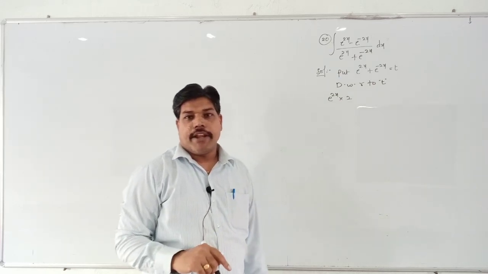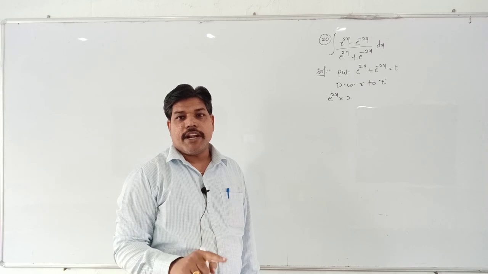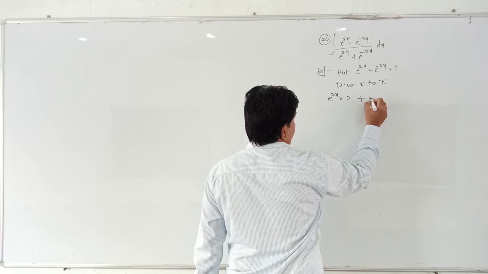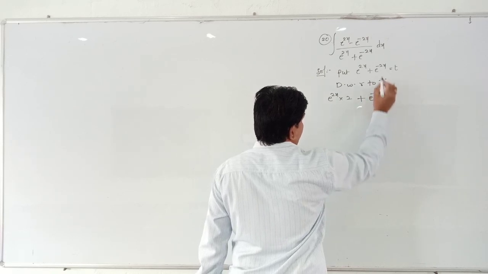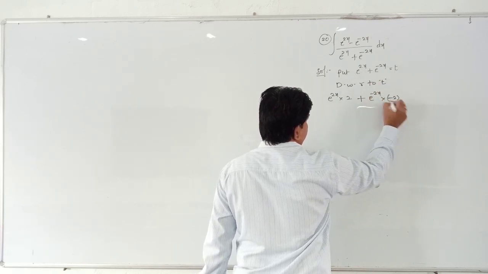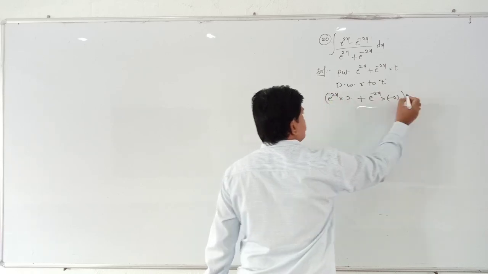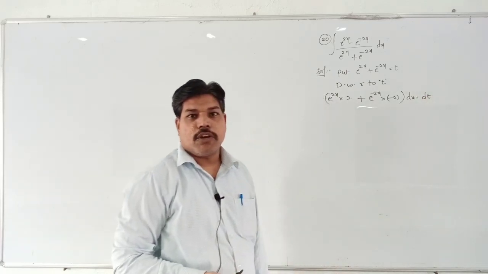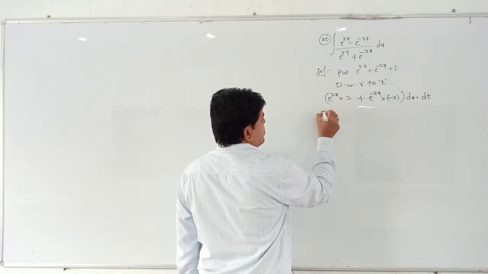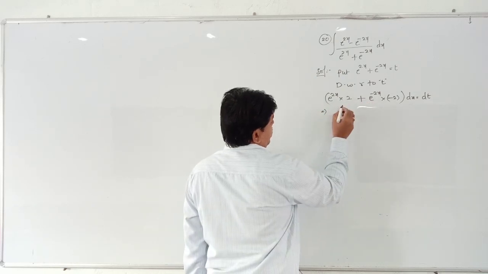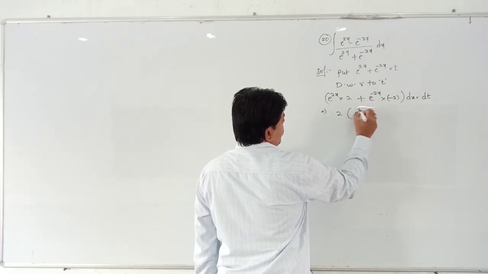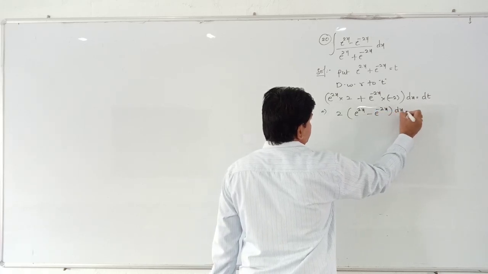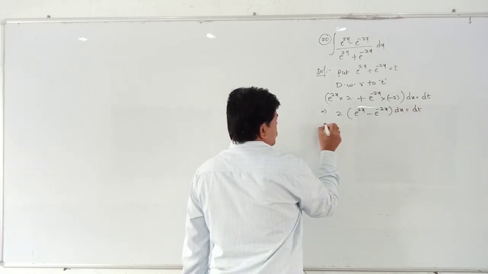e power 2x, derivative: e power 2x into 2, plus e power minus 2x, derivative: e power minus 2x into minus 2, into dx is equal to dt. So you can take the 2 common here. It will become 2 into (e power 2x minus e power minus 2x) into dx, which is dt.